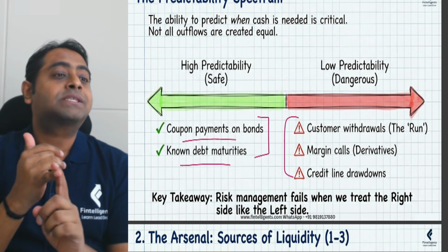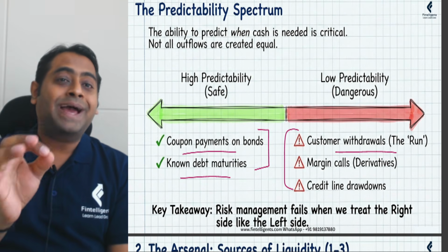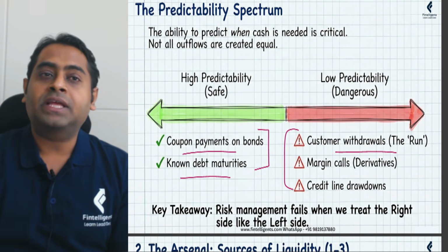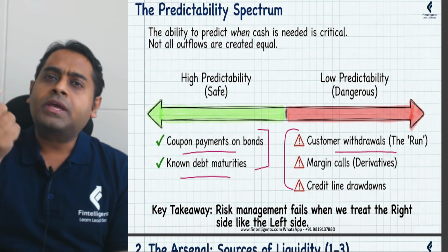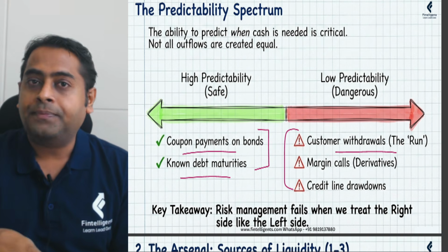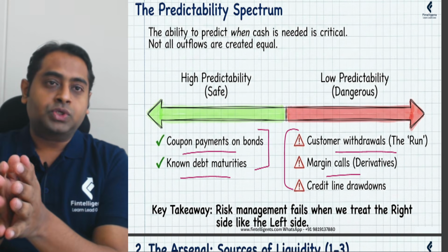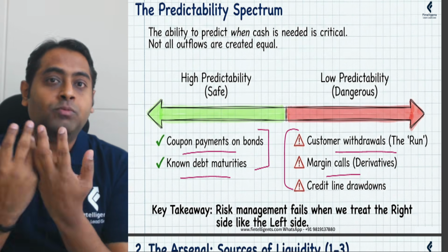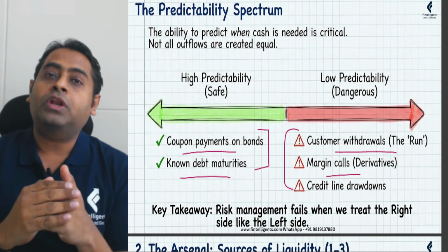For example, look at customer withdrawal. Depositors moving out of the bank, you do not have clarity on when they will take out the money. It can be because some other bank is giving them a high rate of return, or because of some bad news about your bank. Next is margin call. In a derivative position, today you might be in profit, but tomorrow you might end up in loss. When you are in loss, you have to meet the margin call, and that margin call can be very, very huge.